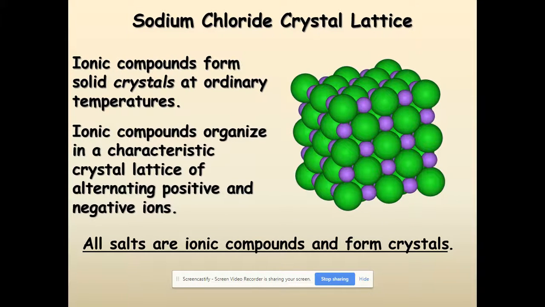From this slide, the most important thing down here is this. All salts are ionic compounds. So when we talk about salt, everybody thinks of sodium chloride, table salt. But the reason we say table salt is because, by definition, an ionic compound is a salt. A salt is any ionic compound. So just keep that in mind.